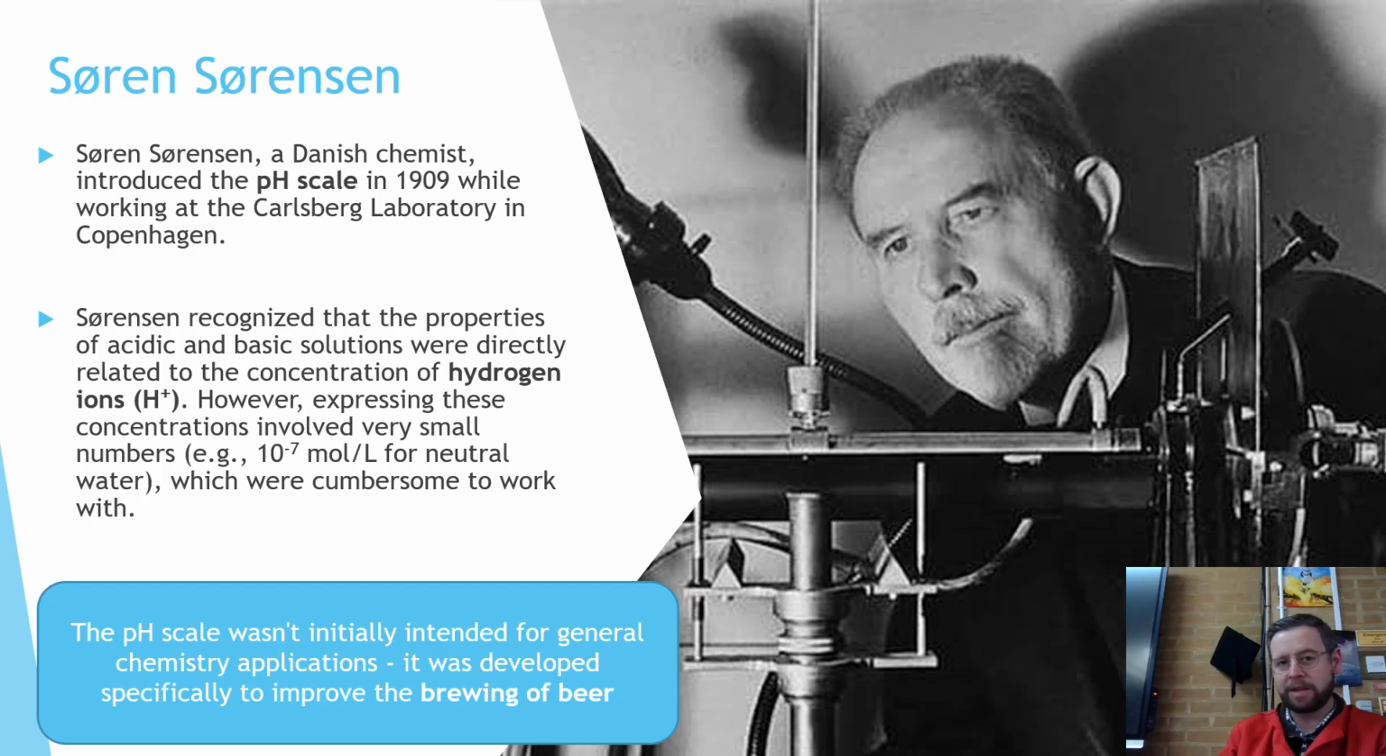Now, the concentration of the hydrogen ion was very, very low, and the difference between a strong acid and a weak acid was so great that he realized that a logarithmic scale must be used to describe how acidic a substance is. And his scale, the powers of hydrogen scale, is what we now know as the pH scale.